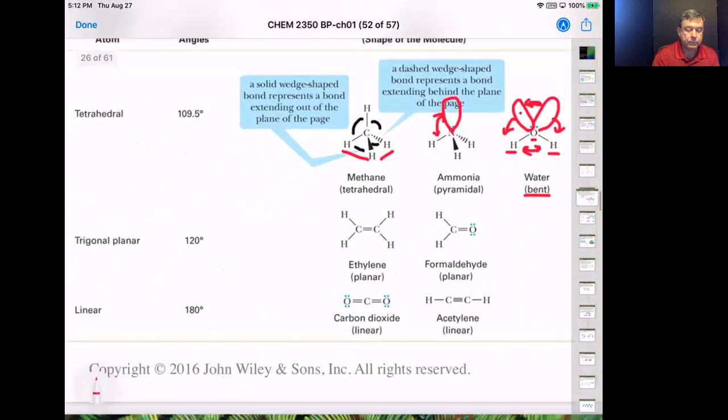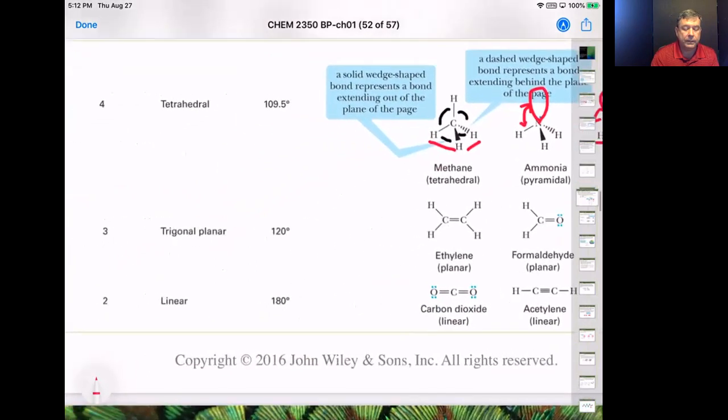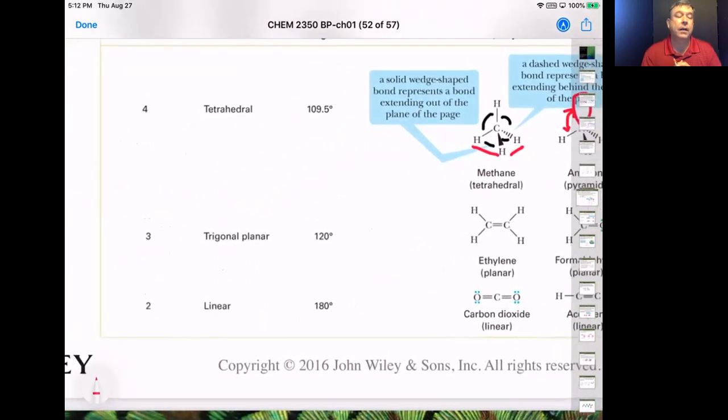Okay, so if we only have 3 regions of electron density in a molecule, then those 3 would want to be spread out as far as possible.